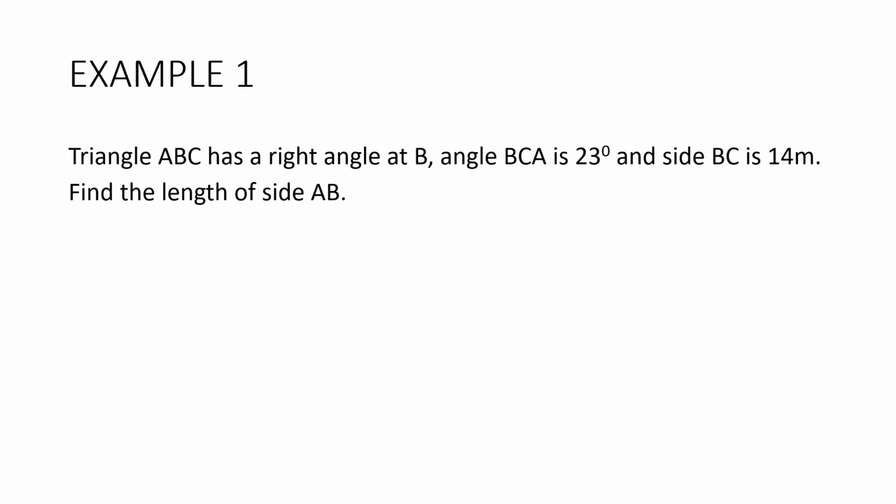Let's look at some examples. Triangle ABC has a right angle at B. Angle BCA is 23 degrees and side BC is 14 meters. Find the length of side AB. And sometimes you have to draw your own diagram.